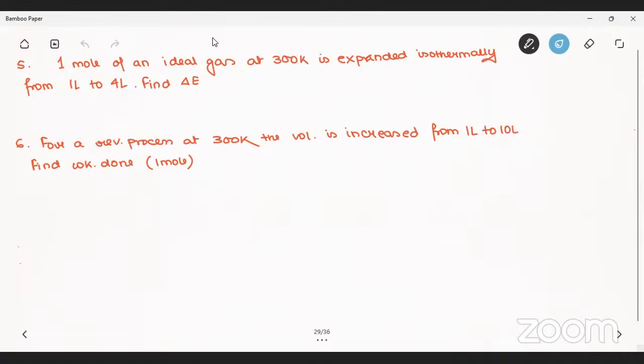Say, what is this? What will be the answer? The answer is in the question only. You don't need to calculate also. Clear?